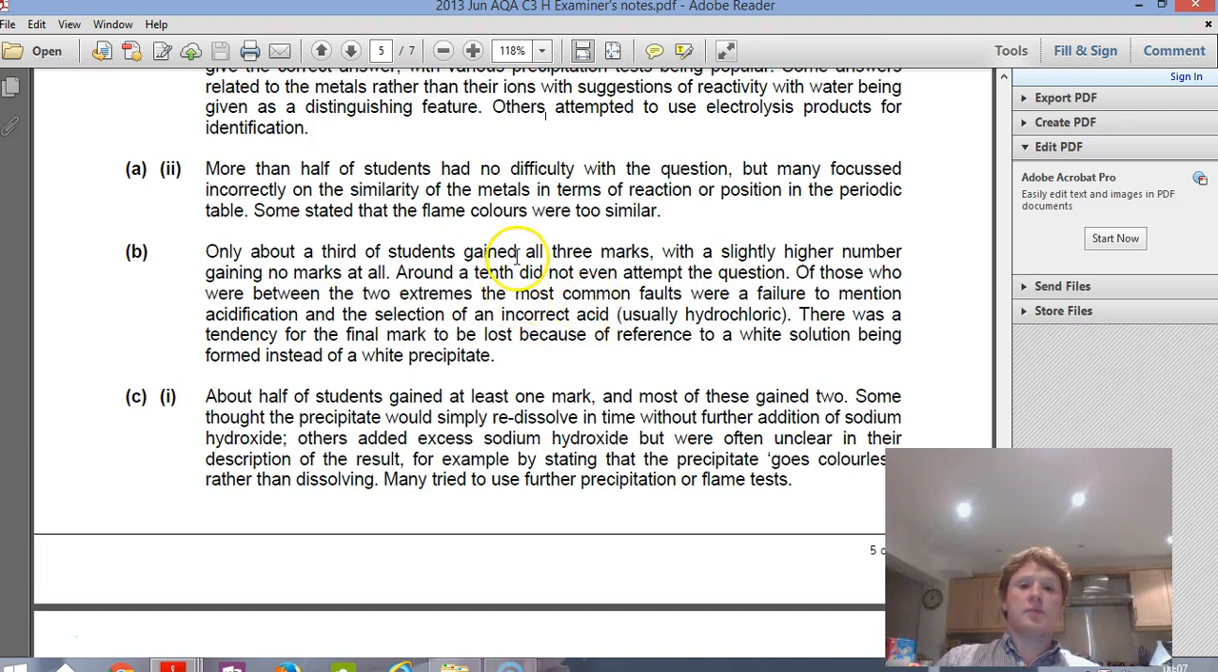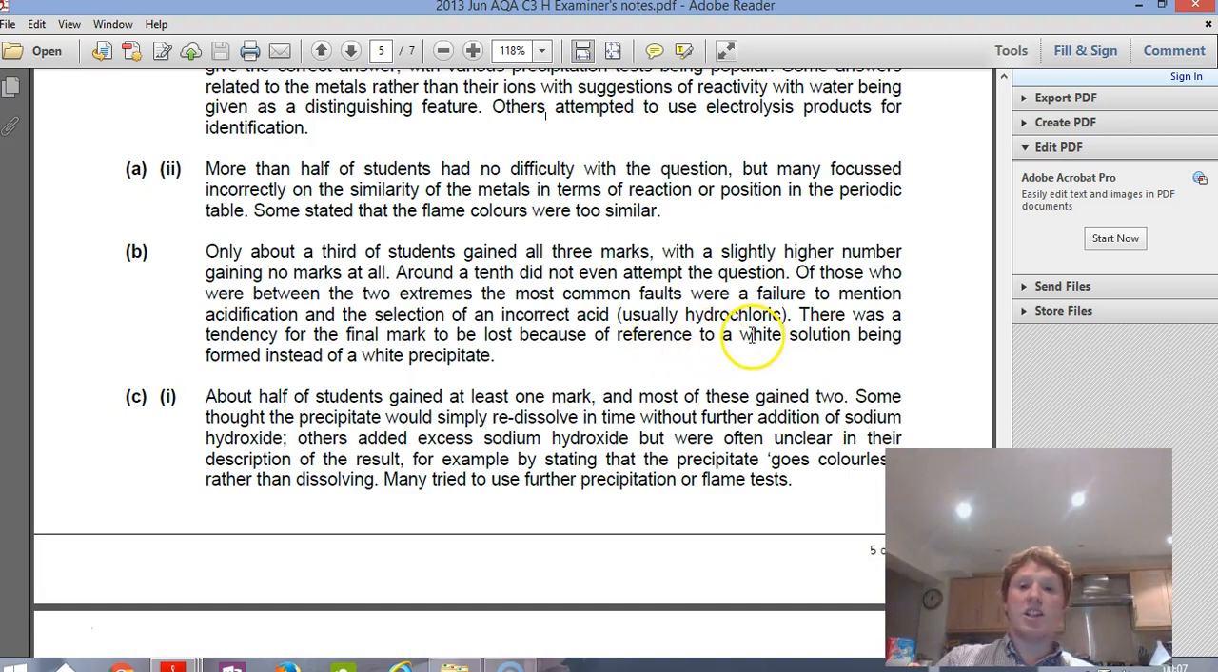Failure to mention acidification and selection of an incorrect acid. Hydrochloric acid. You can't use hydrochloric acid because there's chloride ions in it. If you used hydrochloric acid, the silver nitrate would just react with the chloride ions in the hydrochloric acid. It wouldn't prove there's chloride ions in the compound.